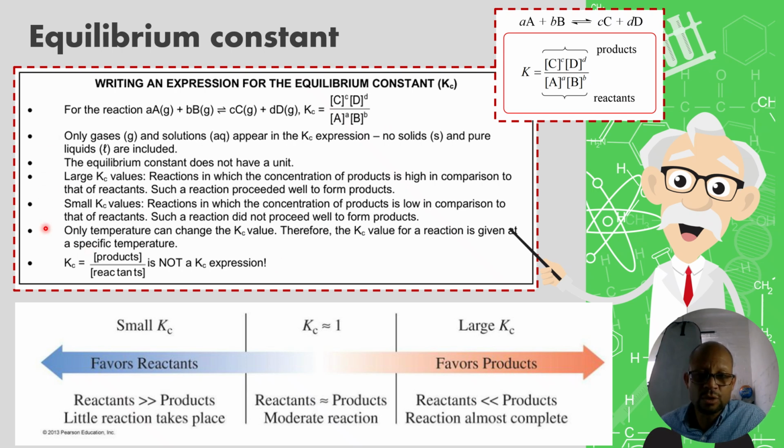And here are some facts that you need to know. So remember, only gases and aqueous solutions appear in the Kc expression. The equilibrium constant does not have a unit, and large Kc values indicate a reaction in which the concentration of products will be high compared to the reactants, and small Kc values indicate the opposite. Remember that there's only one factor that influences Kc, and that is temperature, and the Kc expression here is mentioned again. Do not write products divided by reactants.